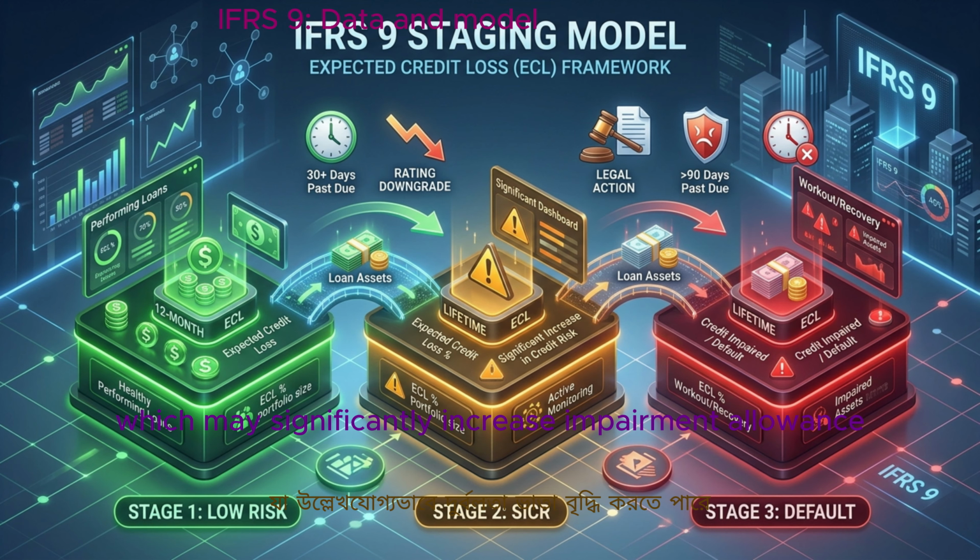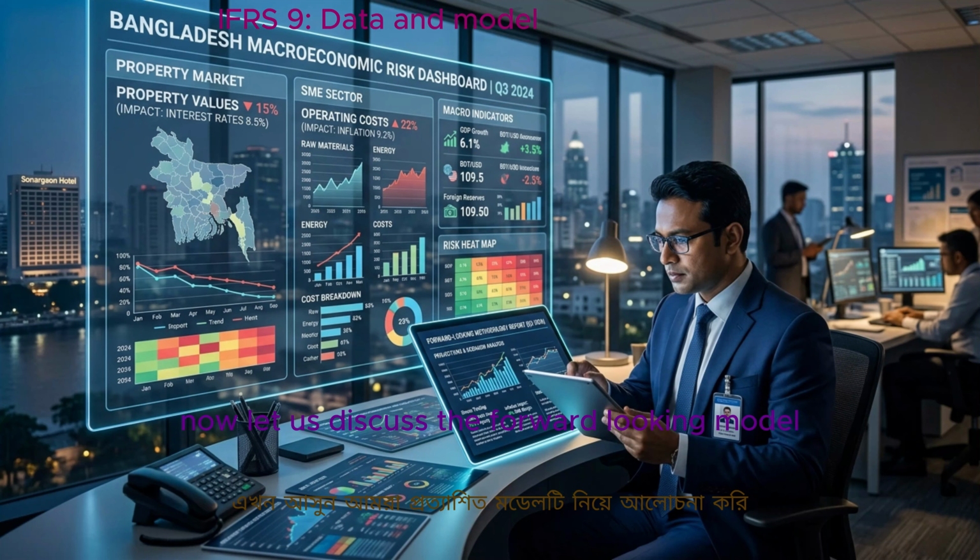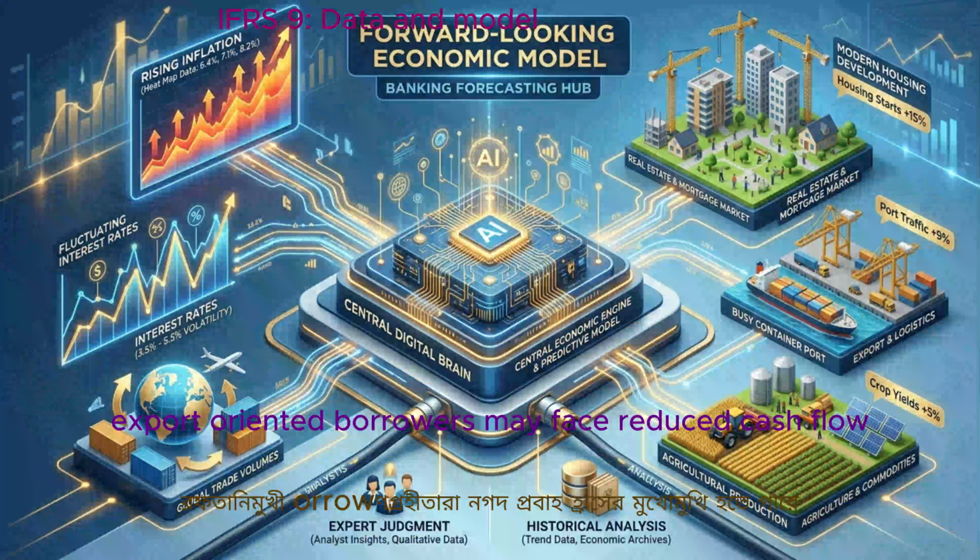ECL, which may significantly increase impairment allowance. Now let us discuss the forward-looking model. A forward-looking model links macroeconomic conditions with credit risk. For example, if inflation rises, borrowers may face higher operating costs. If interest rates increase, debt servicing burden may become higher. If export demand decreases, export-oriented borrowers may face reduced cash flow.